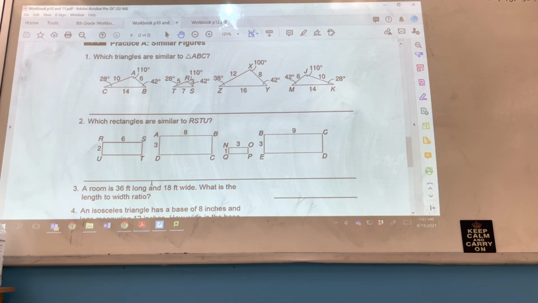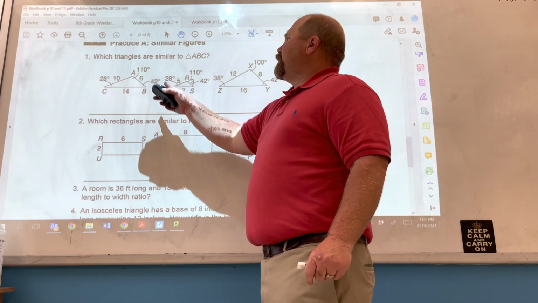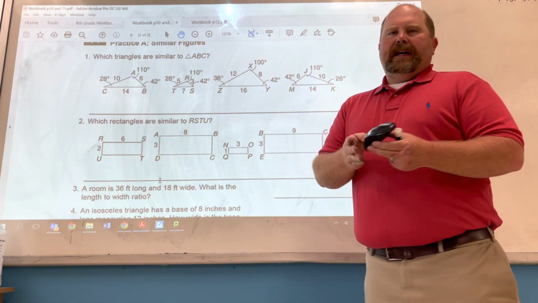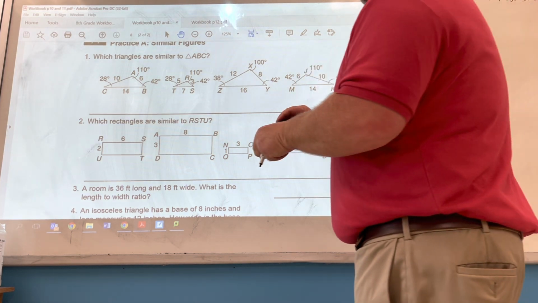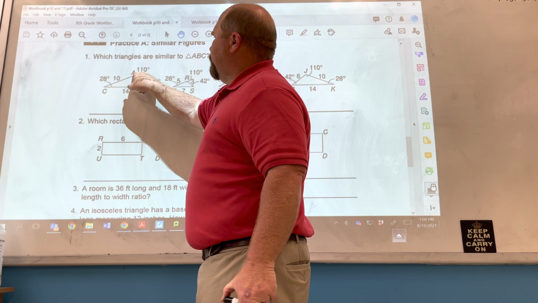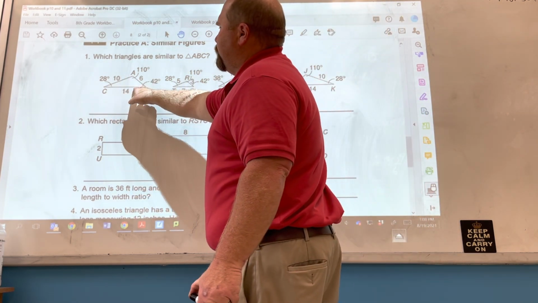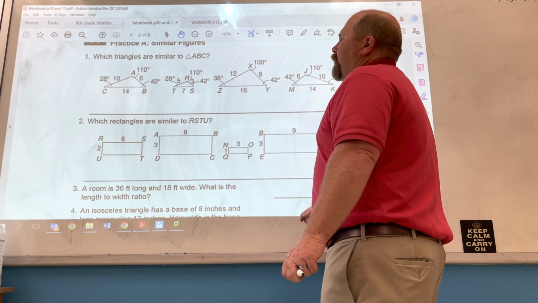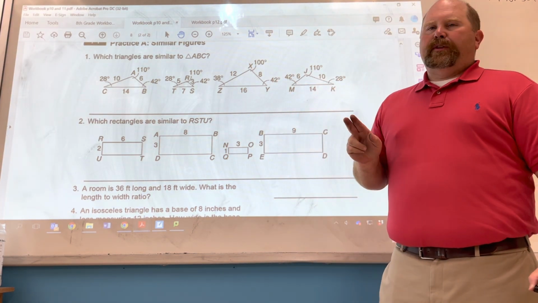All right, this is workbook page 11. Practice A, similar figures. Which triangles are similar to triangle ABC? So first of all, you need to know which one is triangle ABC. This is triangle ABC. So we're going to compare these three on the right to the original ABC and see if they are similar. So here's where those two definitions for similar come into play.